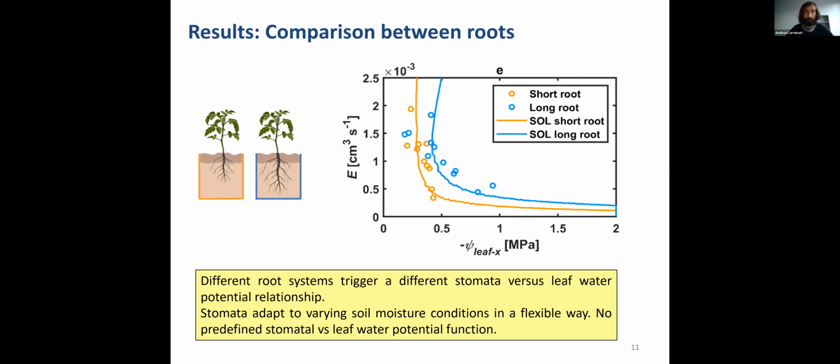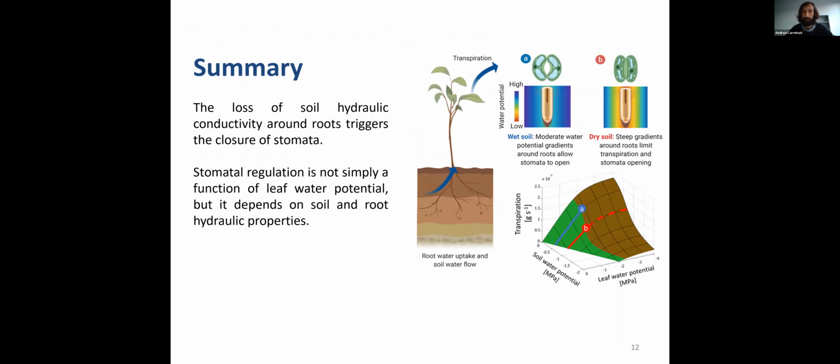So actually, in summary, the loss of soil hydraulic conductivity around the roots is the trigger of the closure of stomata. And the consequence of it is that stomata regulation is not simply a function of leaf water potential, but it depends on soil and root hydraulic properties in a, let's say, predictable way.